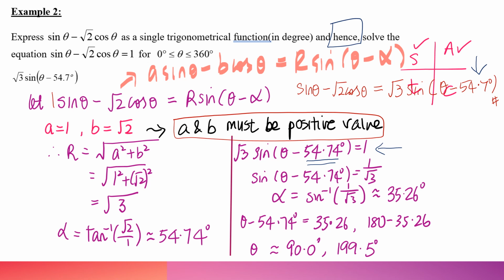And why is my answer 90.0 degrees and not 90? Because all the while we have been using estimated numbers. All these figures are estimated figures. So the answer for theta is not exactly 90. It's actually an estimated figure, and therefore you should put it to one decimal place, which is 90.0 degrees. Then for the second answer, there is no dispute because you will get 199 point something something, and you can just round it up to 199.5.